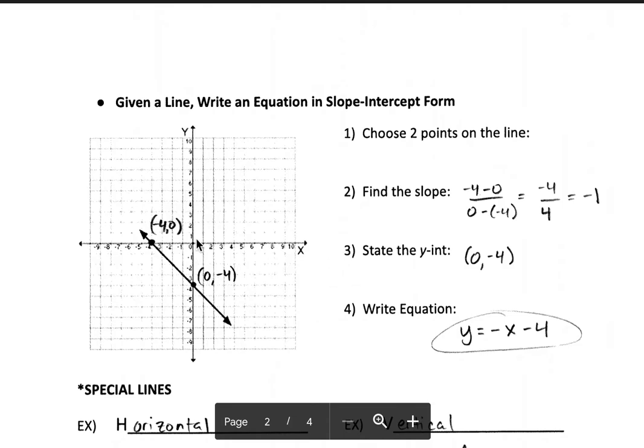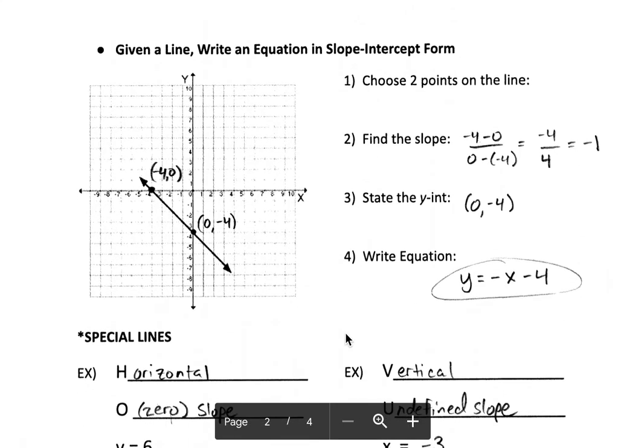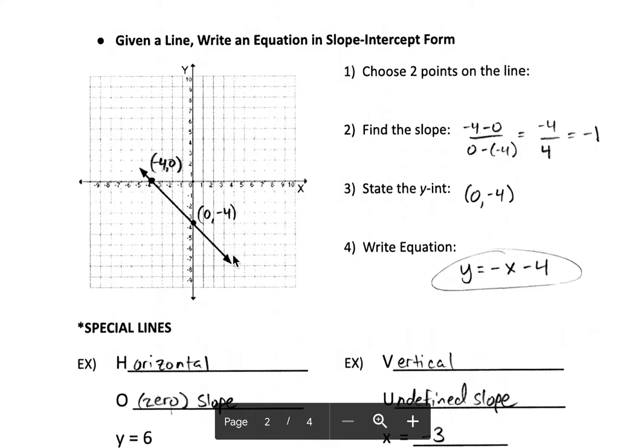The y-intercept was one of the points that I used at (0, -4). So we know the y value there is -4. So we can write our equation now that we have the slope and the y value. We're going to write y equals -x, or -1x would also work, minus 4. That would be the equation that graphs this line.